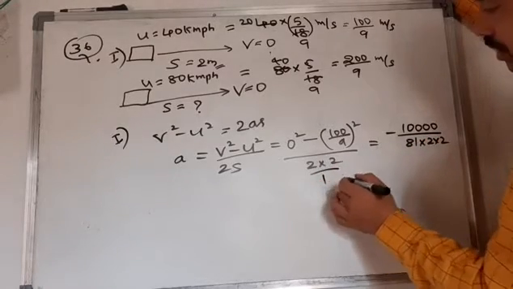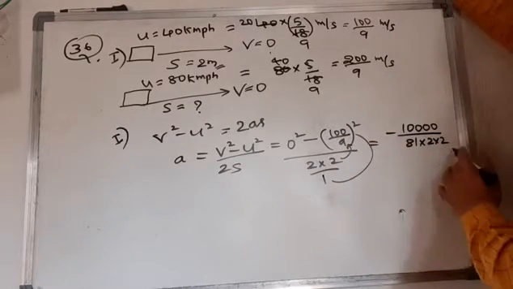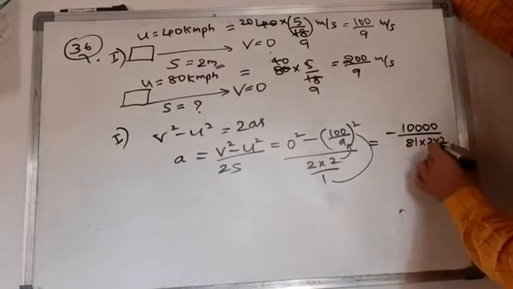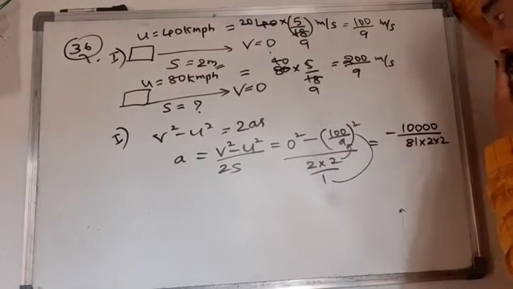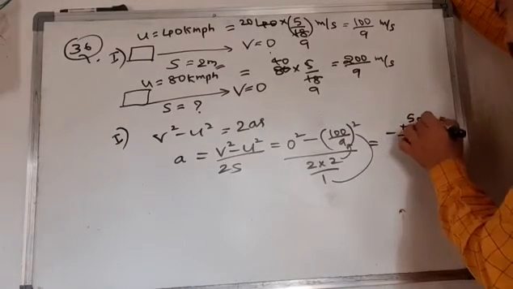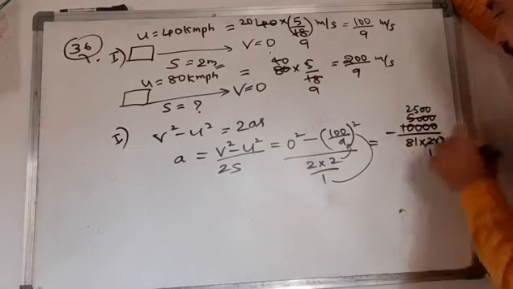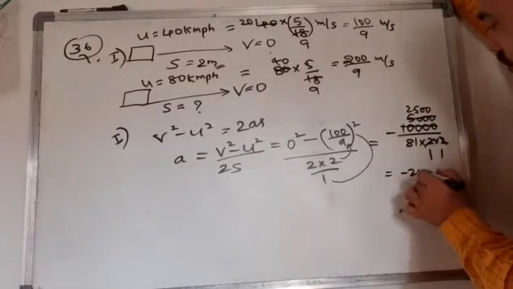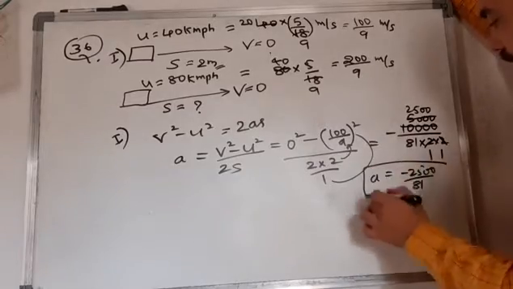This is nothing but, 1 goes up, 2 is multiplied with 9. So 2 into 2. This square belongs to both 100 and 9, you should be very careful. And 2 ones are 2, 2 5,000s, 2 ones are 2, 2500s. So you will get minus 2500 by 81 is equal to a. You got the a value.